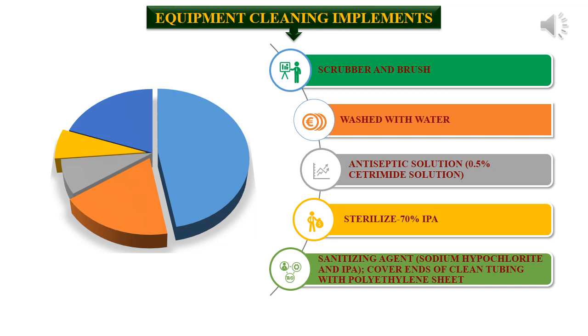Let's see what are the equipment cleaning implements. First one, scrubber, brush, washed with water, antiseptic solution, that is 0.5% cetrimide solution, then sterilize with 70% isopropyl alcohol, that is IPA. Then sanitizing agent sodium hypochlorite and IPA. Cover ends of cleaning tubing with polyethylene sheet. These are the cleaning implements.